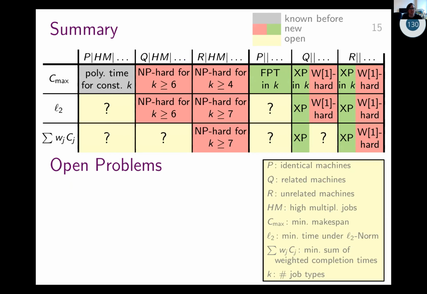I'll give you the whole table. So for Cmax, it's polytime for constant k, that's Gaiman-Ratvos, and then the red and green results are all ours. So for Q and R, we have NP hardness. For Cmax, also for L2, and for sum of weighted completion times, we were only able to do it for the unrelated machines, but not for the uniformly related machines.